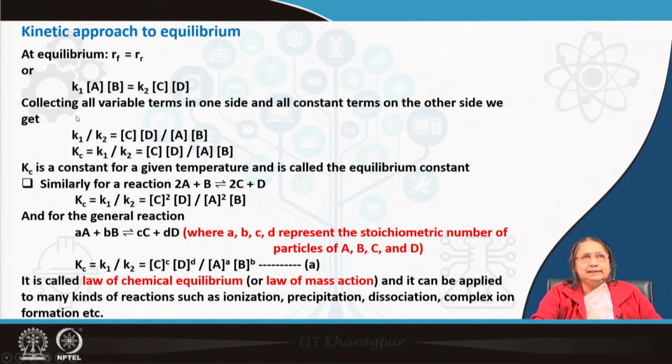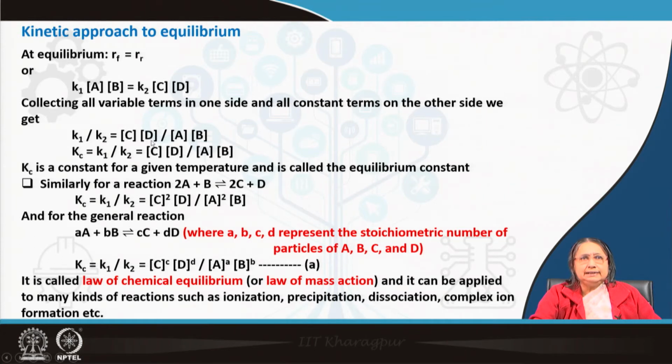Now, collecting all variable terms on one side and all constant terms on the other side, K1 by K2, which is another constant that can be represented by Kc or K, is nothing but concentration of C into concentration of D by concentration of A into concentration of B. Now this K, capital K, is called the equilibrium constant.